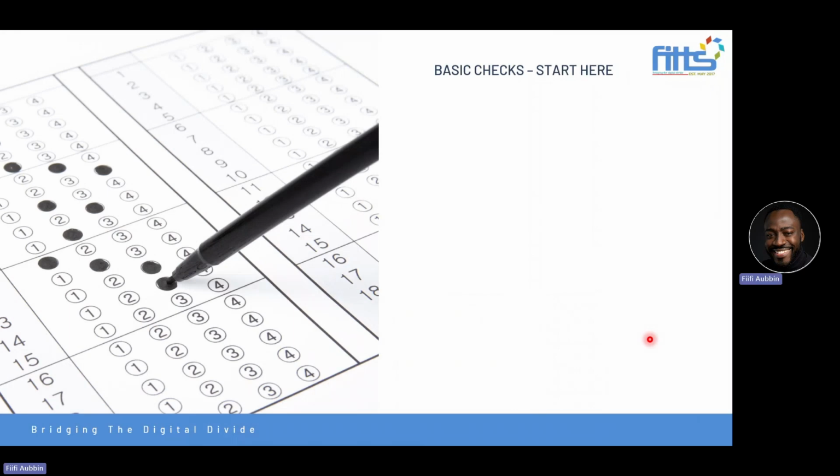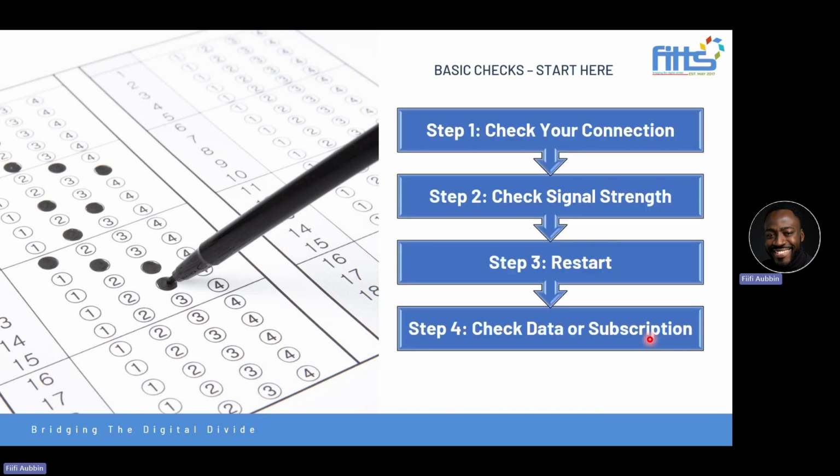So what do we do whenever we come into such situations? So the basic checks, we're going to start here. First of all, you need to check your connection. And how do you do that? By asking these questions. Are you connected to Wi-Fi or mobile data? That's the first step. And check, is your airplane mode off? Maybe you've mistakenly turned it on. That's why you don't have connection.